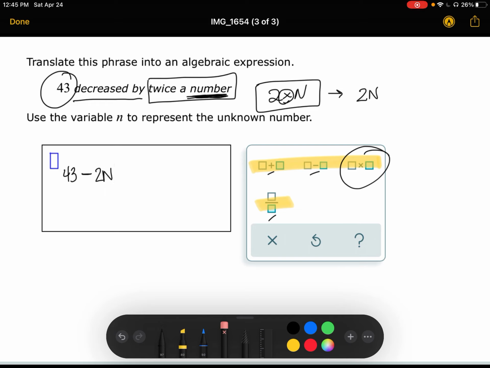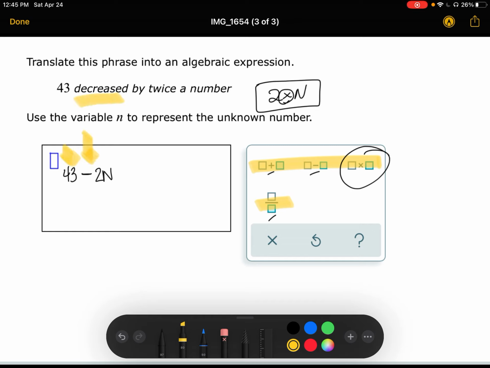So I'm going to go over real quick. 43 decreased by twice the number. I have my 43 right there. Decreased by, that's my subtraction. Twice the number, that's my 2n. So if that makes sense to you, then that probably is your answer. Okay? Well, in this case, it is.